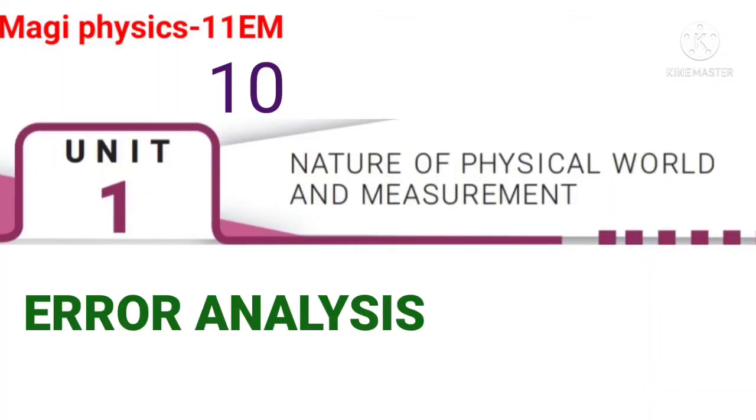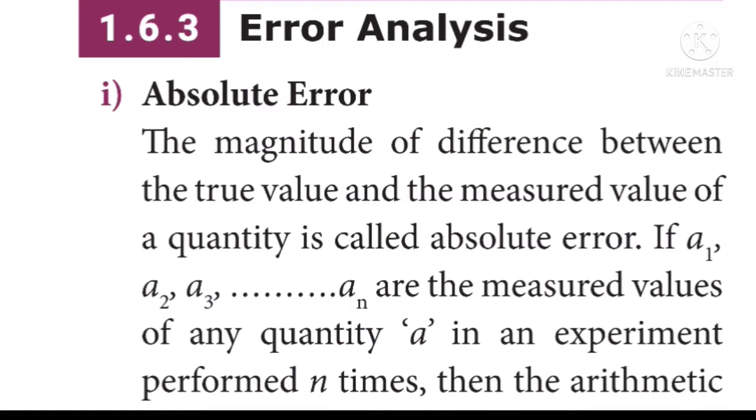Hello students, now we are going to discuss error analysis. First one, absolute error. What is absolute error? The magnitude of difference between the true value and the measured value of a quantity is called absolute error.